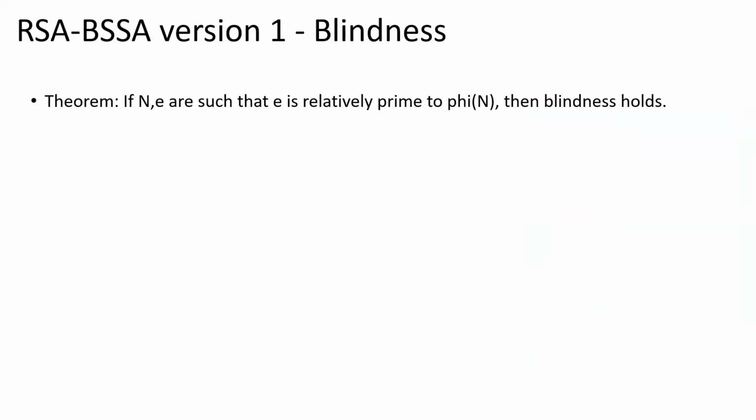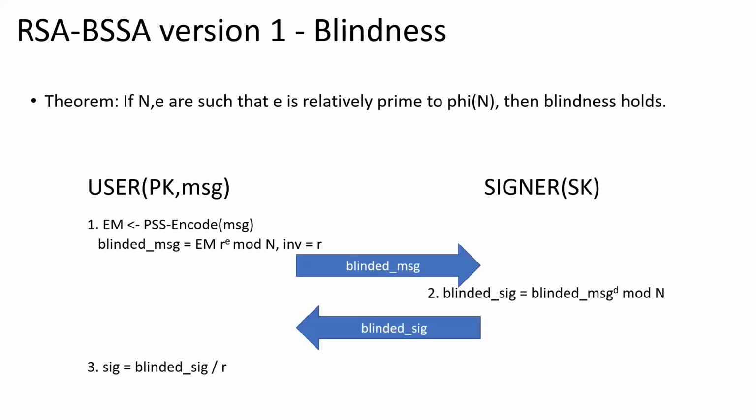But blindness is a different story. So blindness is where there's a surprise, where actually I couldn't show blindness. Well, first of all, the easy part is that if E is relatively prime to phi of n, then blindness holds. And that's because in that case, this blinded message is just a random element of Z_n star. So that's easy to see why.